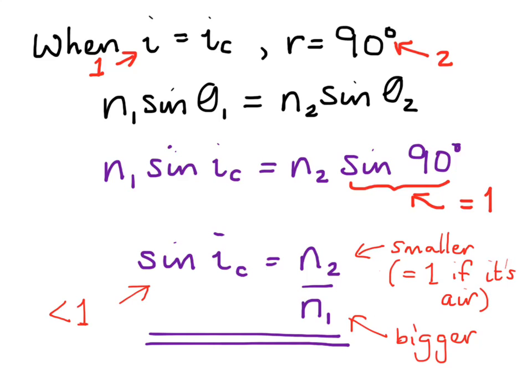And the other thing that's worth remembering is that if the material on the outside of the glass or water, whatever it is, is air, then N2 is actually 1. So that makes life even easier.